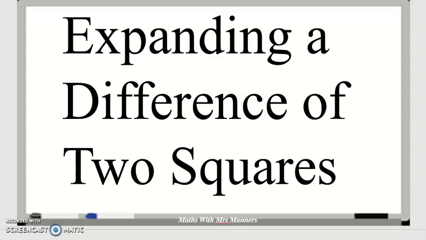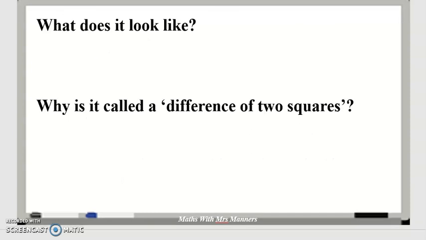This video is on how to expand a difference of two squares. There are two questions I'm hoping you will be asking when you hear the words a difference of two squares. The first one is, what does it look like? And the second question is, why is it called a difference of two squares?